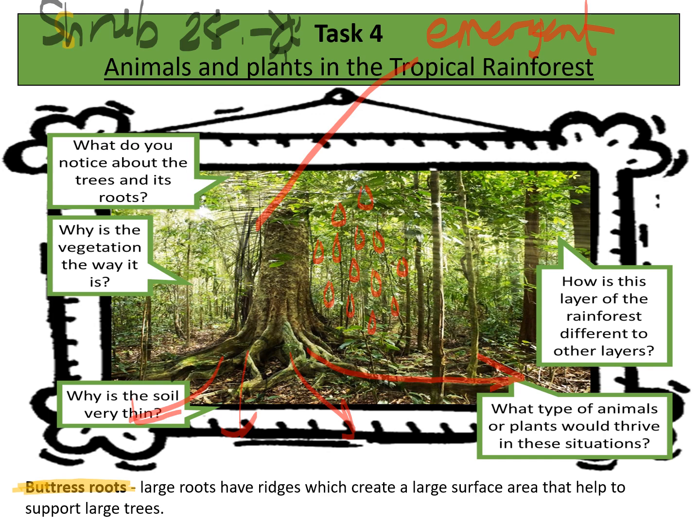And that's made worse when we cut down the trees, because the roots don't have anything to hold the soil together, because they've been cut down, and then the soil washes away, which means the soil in the tropical rainforest is very thin.